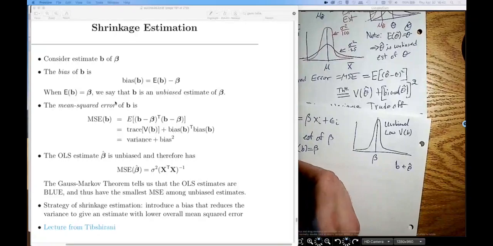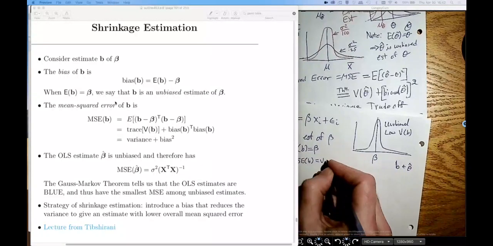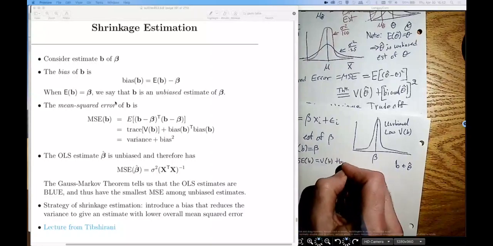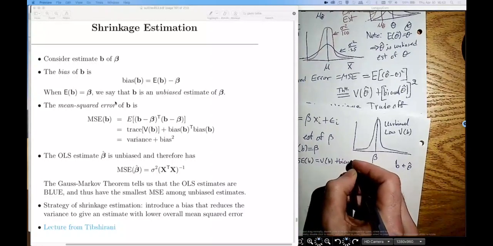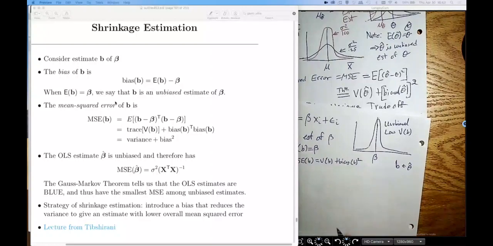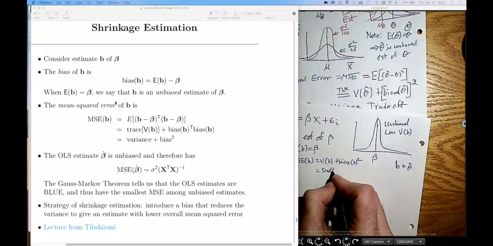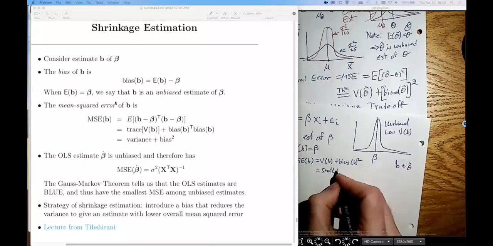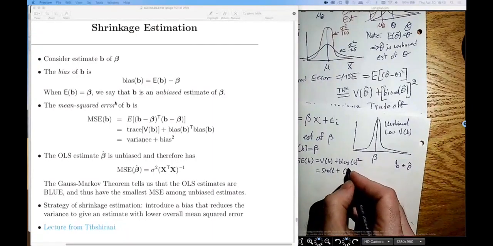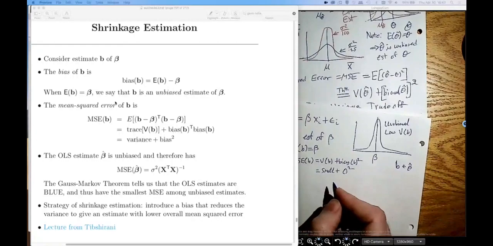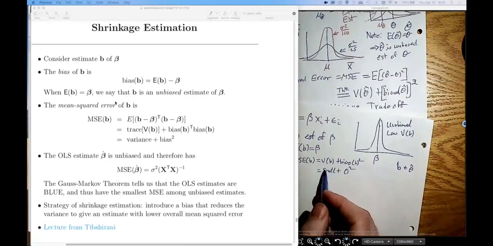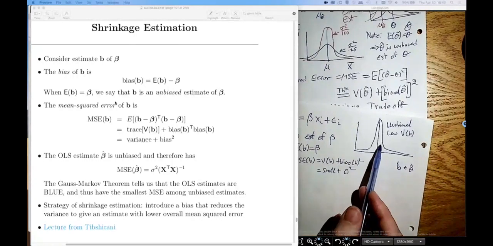So the mean squared error of my statistic is just going to be the variance of that statistic plus the bias of B squared, which is going to be small. So this is a small variance, and okay, the bias in this case is 0 squared, and so this is like the ideal situation where my estimator has a very low variance.